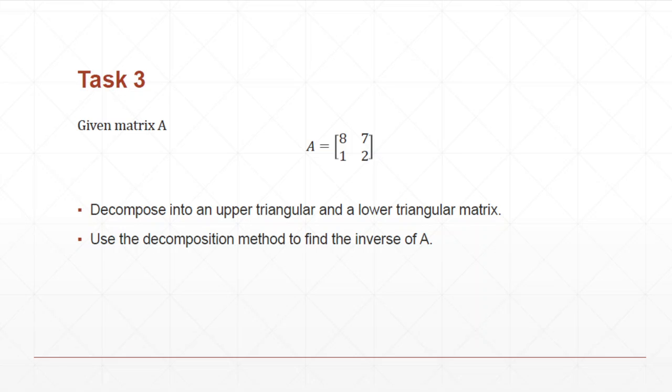Hi everyone, this is task 3 of tutorial 8 and we are back to solving the midterm. So we were given a matrix here and we have to decompose it into an upper triangular and lower triangular matrix. And then we have to also find out the inverse of the matrix. So we're given a 2 by 2 matrix here and we have to find out the upper triangular and lower triangular matrix.